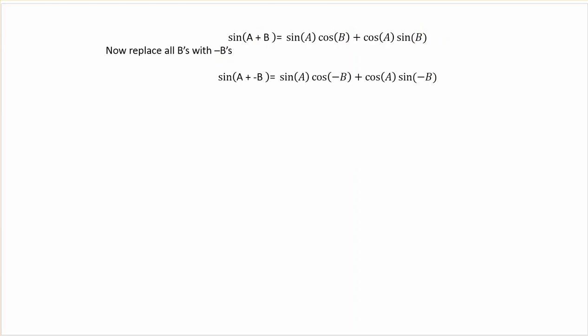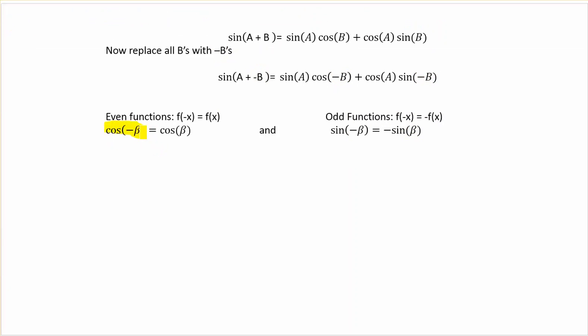And so here's our negative b, and negative b. So we take our cosine of negative b and we replace it with the cosine of b. So instead of having a cosine of negative b, we're going to have a cosine of positive b. And instead of having a sine of negative b, we're going to have a negative sine of b. And so that goes into the formula as well.